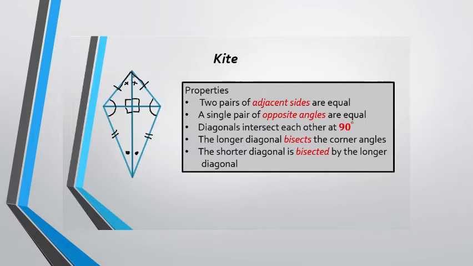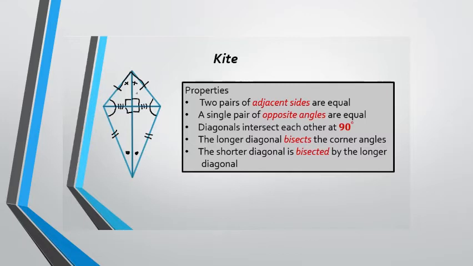It means that this longer diagonal cuts the shorter one into two exactly equal parts. That means that this half on the left must be equal to that half down there on the right. Now guys, these are the properties of a kite.